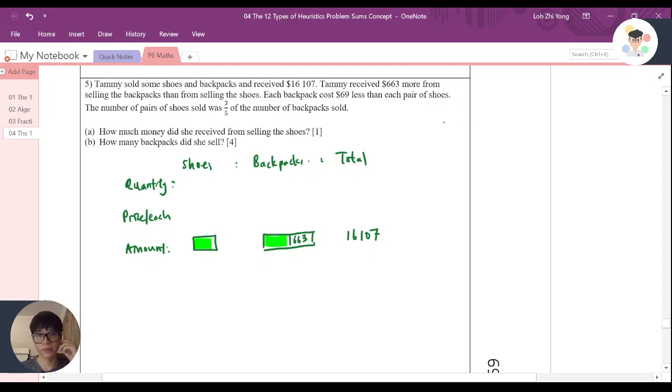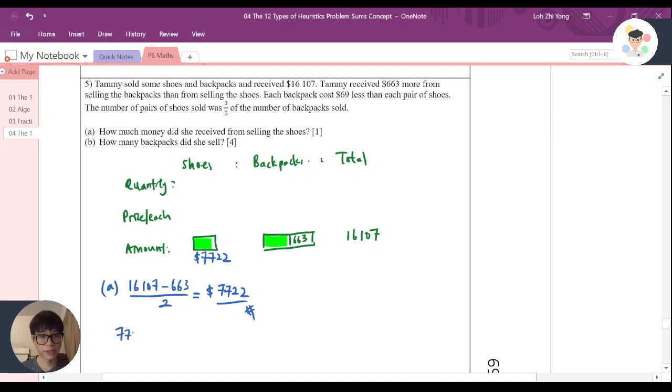Very simple. How we solve this is that this part plus this part plus this part equal to this one. I know this is the same, so I will use 16107 minus 663, then divide by 2. This is a very, very simple concept you must know. If you press on the calculator, it is equal to 7722. So here is 7722. By the way, this is the answer for A.